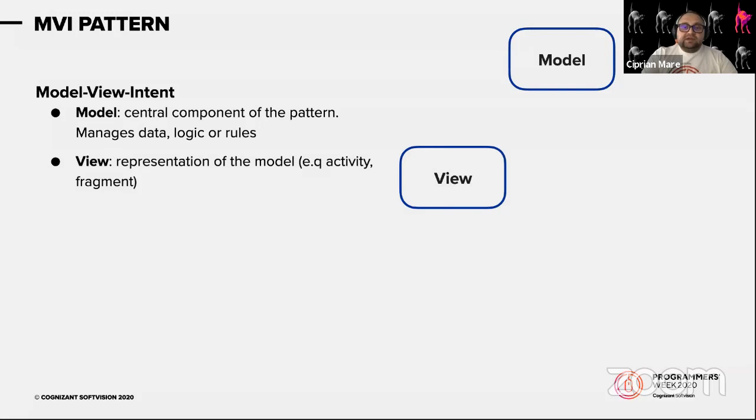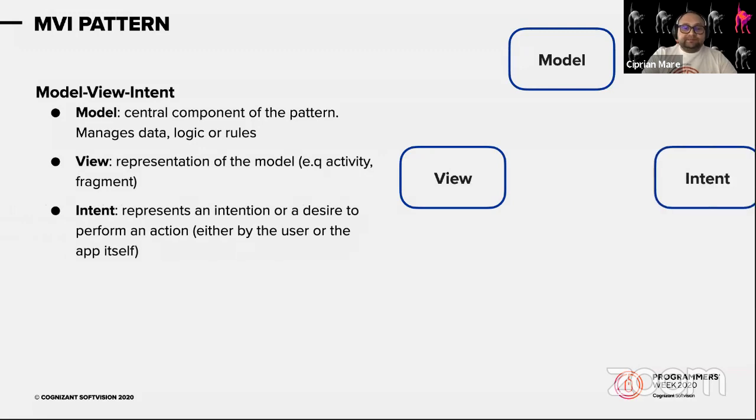The view is a visual representation of model data in a predefined format. Also in this case, the view can be activities, fragments, or even native views. Intent is the component which takes the user input and transforms it into something interpretable for the model. Basically, it's just an event which triggers an action to manipulate the model.